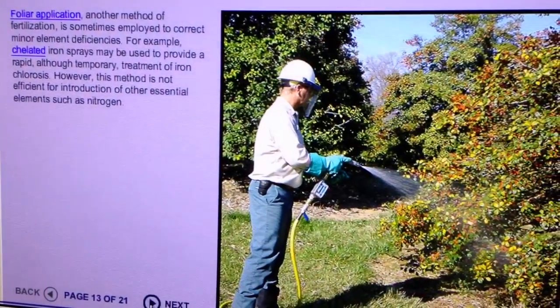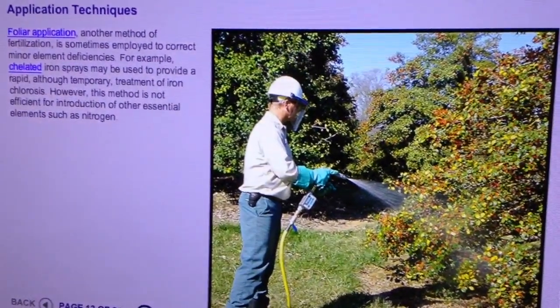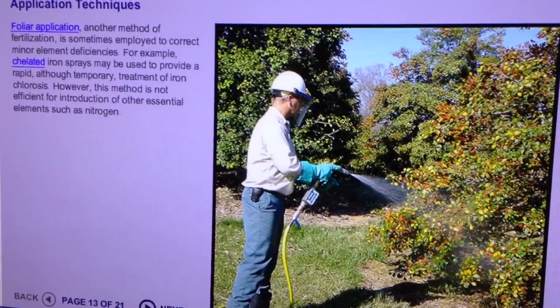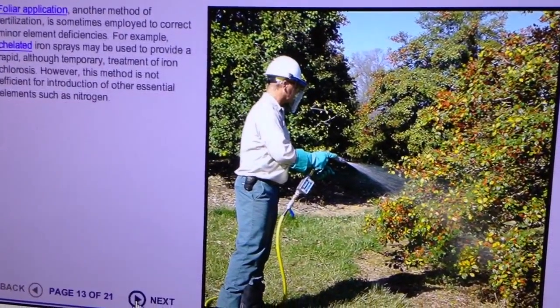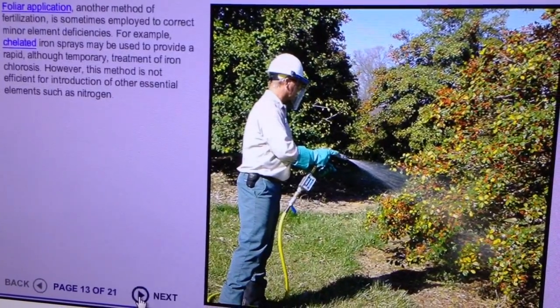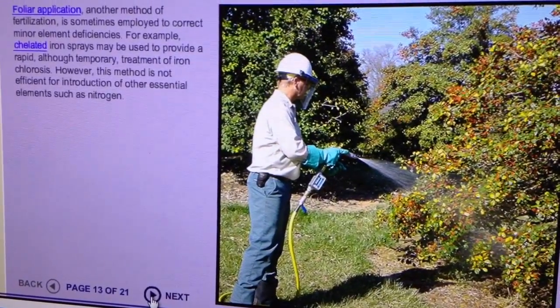Foliar application, another method of fertilization, is sometimes employed to correct minor element deficiencies. For example, chelated iron sprays may be used to provide a rapid, although temporary, treatment of iron chlorosis. However, this method is not efficient for introduction of other essential elements such as nitrogen.